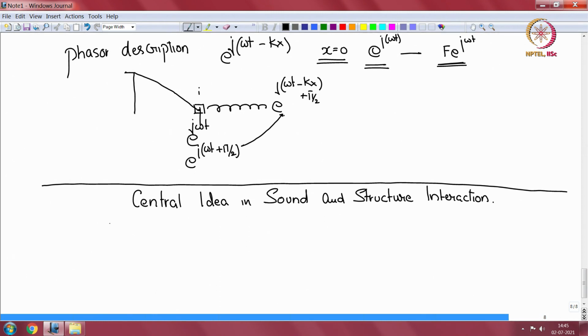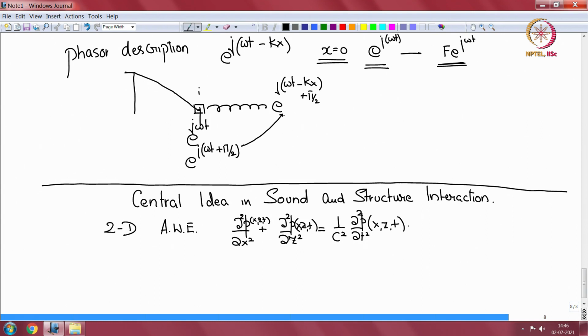In order to do this, we will need the two-dimensional acoustic wave equation. I'll write it like this: AWE, acoustic wave equation. In rectangular coordinates, it's given by del 2p del x square, plus the way I'm taking my coordinate, del 2p del z square is equal to 1 over c square del 2p del t square. That means the p is a function of x, z and t. So we'll need this equation, the 2D acoustic wave equation.